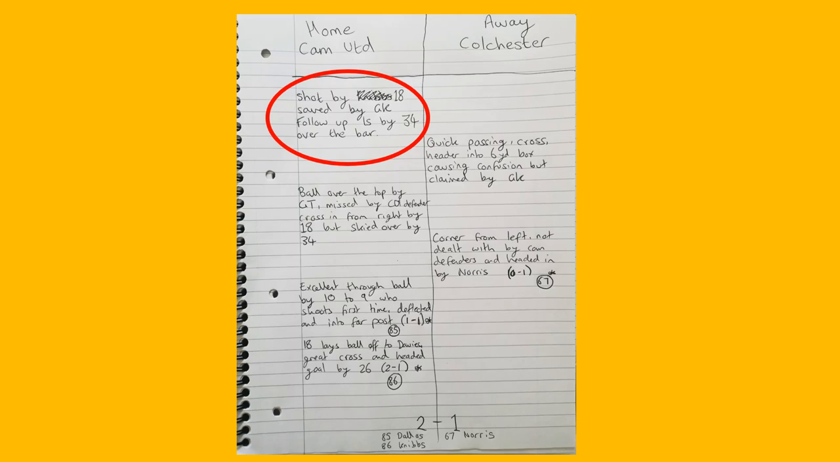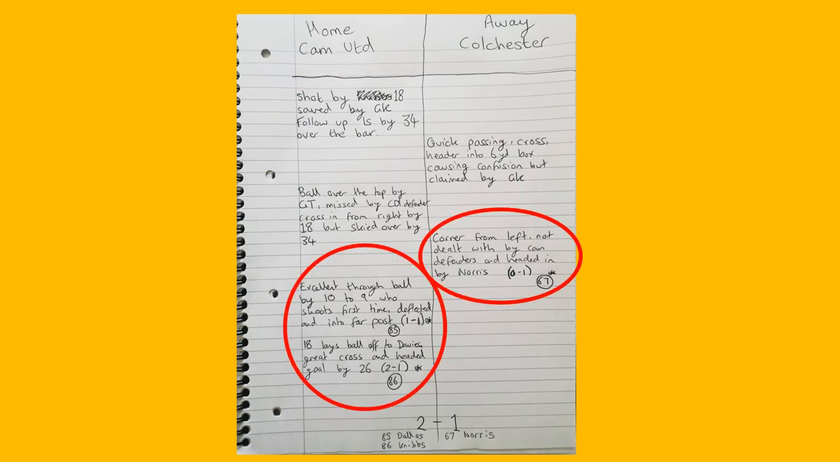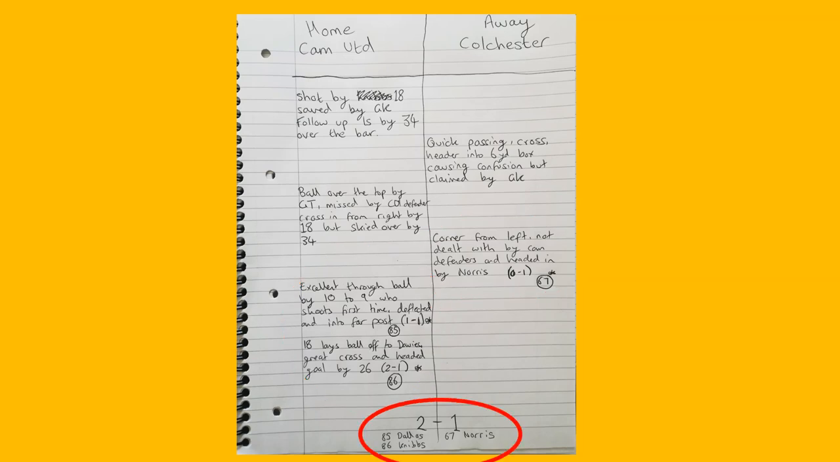You can also see that I've popped the goals. I've put a time with a circle around it, so 67, 85 and 86. So that I know when the goals have happened, and I've put a little star asterisk next to them so that those are the notes in which detail the goals. And at the bottom, I've just put the final score, the goal scorers and the timings, which could help me when I put together my match report immediately after the game.